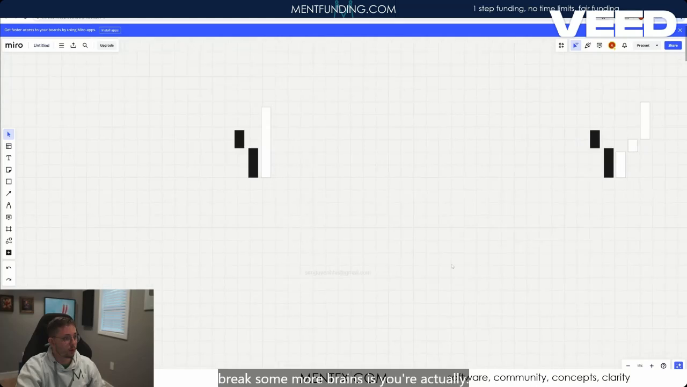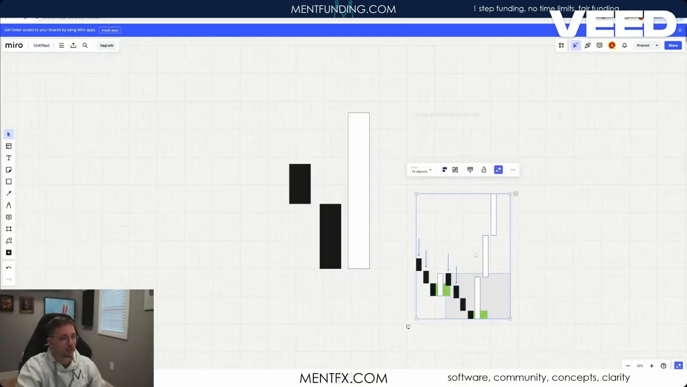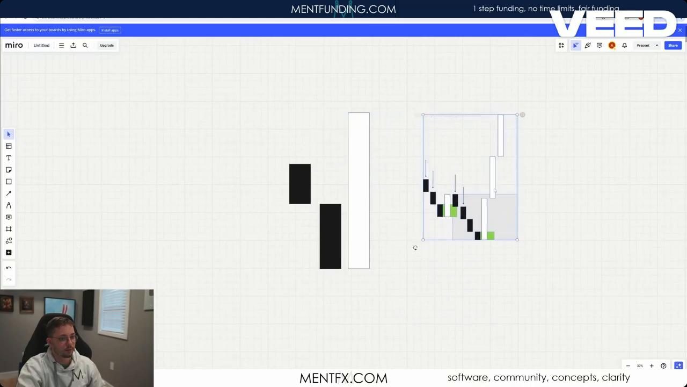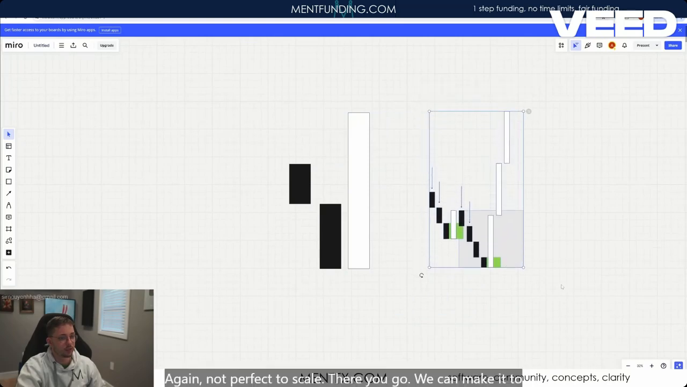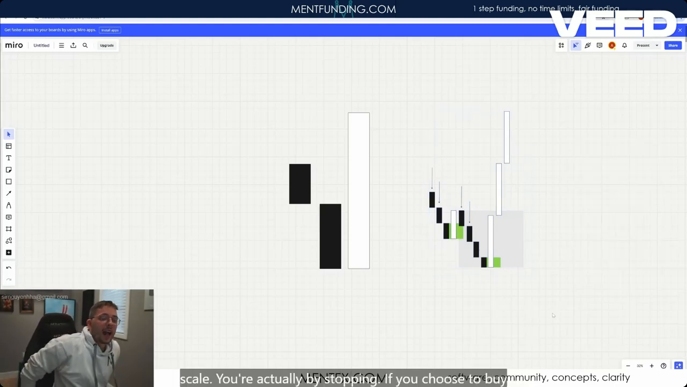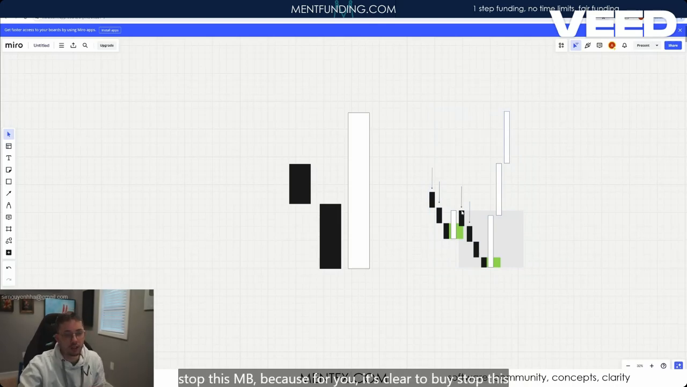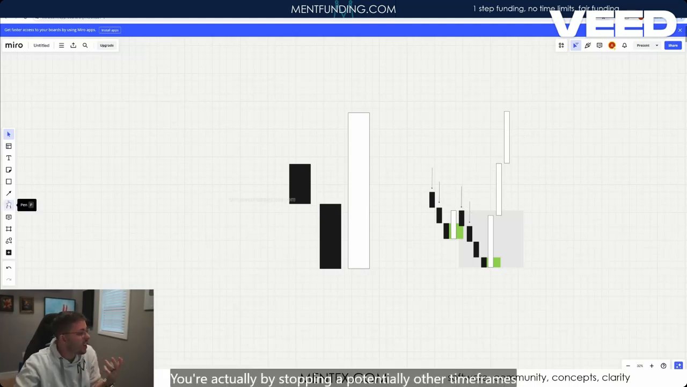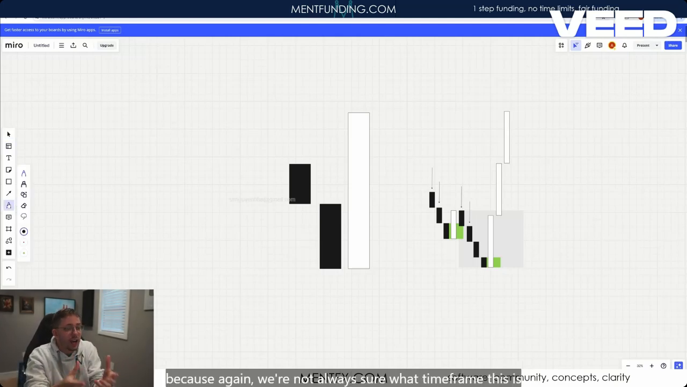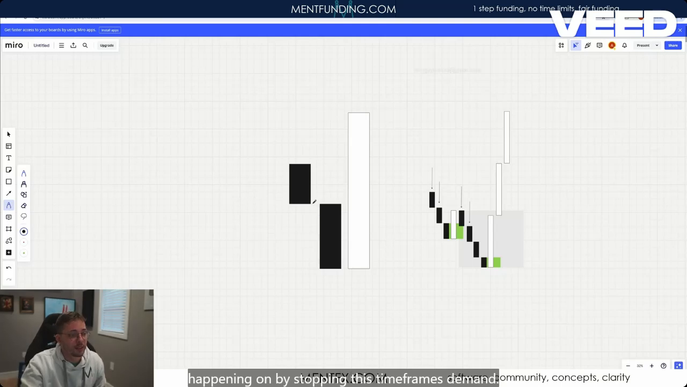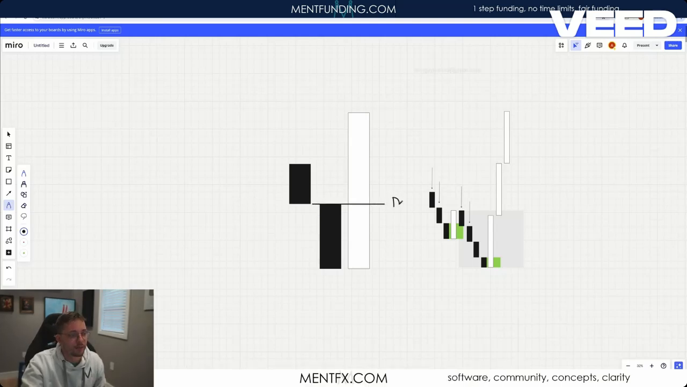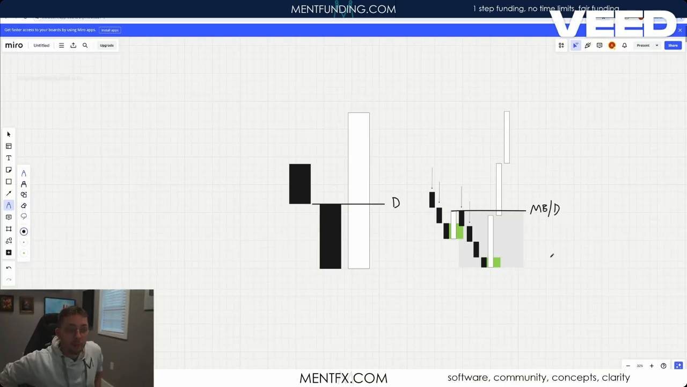So this is where I might break some more brains. Again, not perfect to scale. There you go, we can make it to scale. You're actually buy stopping, if you choose to buy stop this MB, because for you it's clearer to buy stop this MB or the formation of this now validated demand, you're actually buy stopping up potentially other time frames, because again, we're not always sure what time frame this is happening on. You're buy stopping this time frame's demand. Okay? So that's what's happening there.